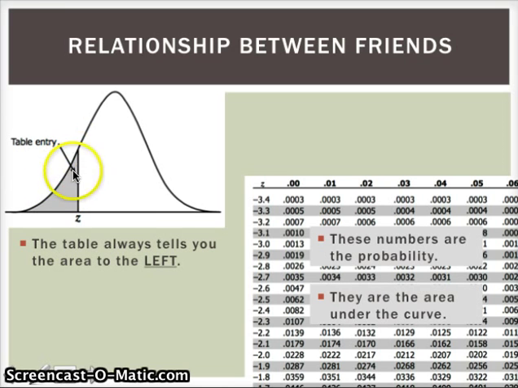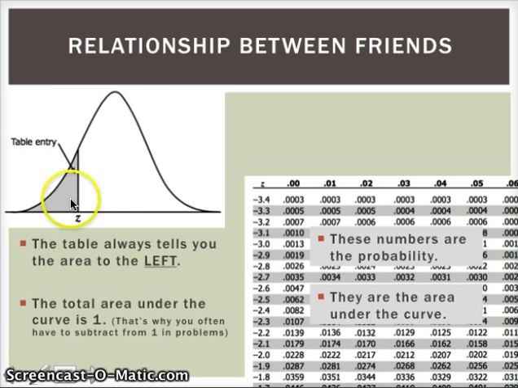The table is always telling you the area to the left of Z. So it's always to the left. The total area under the curve, the whole thing, is 1. That's why oftentimes in problems we'll have to subtract from 1 in order to get the answers.